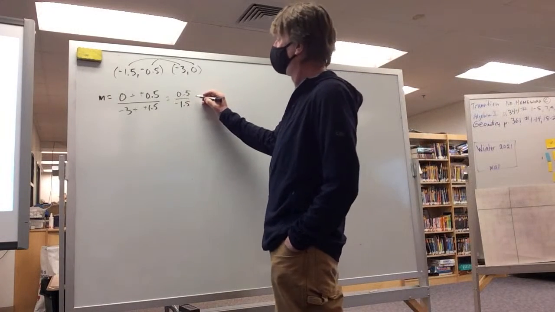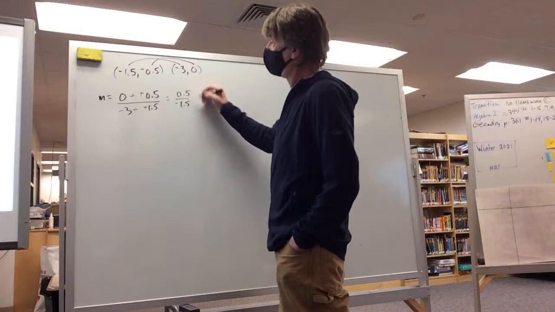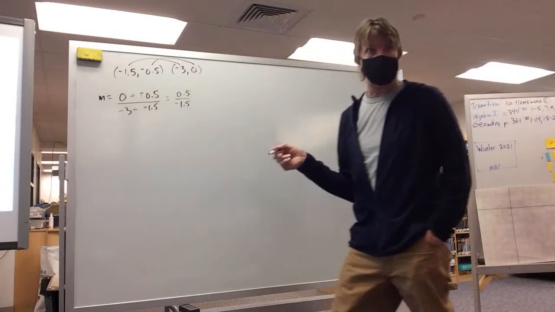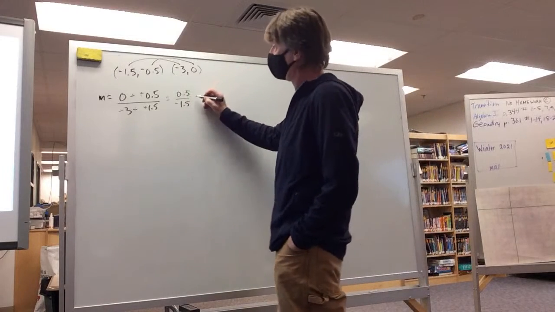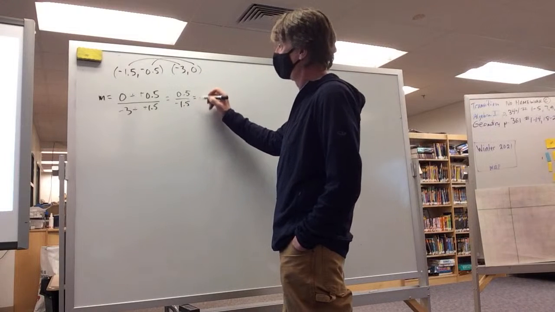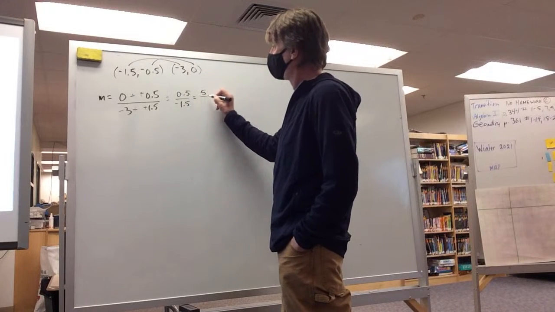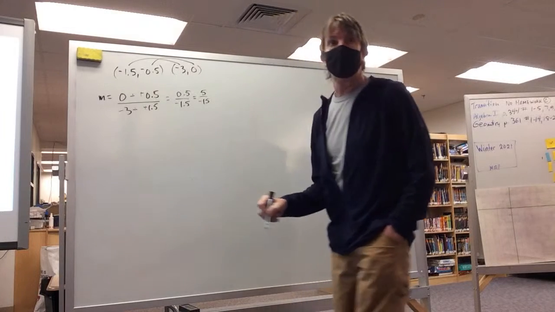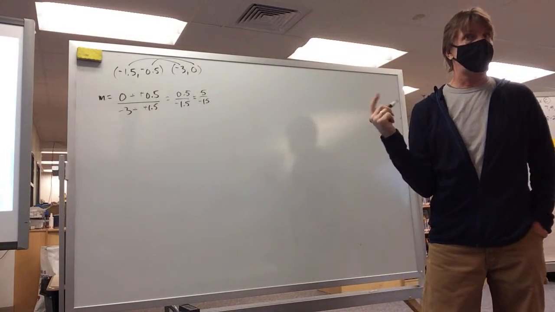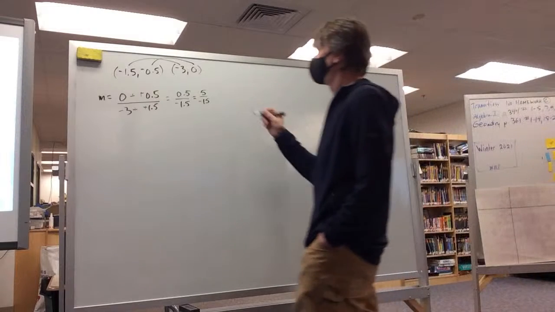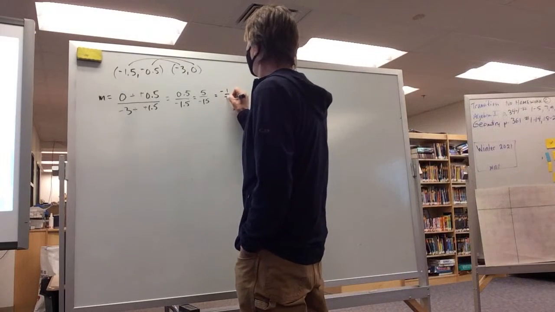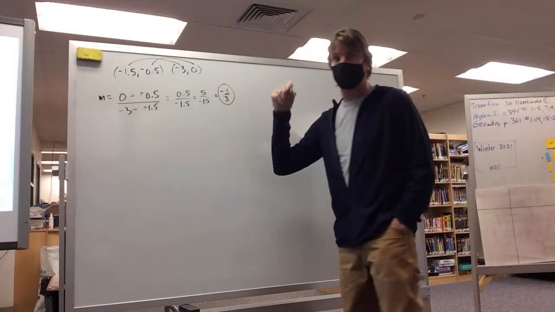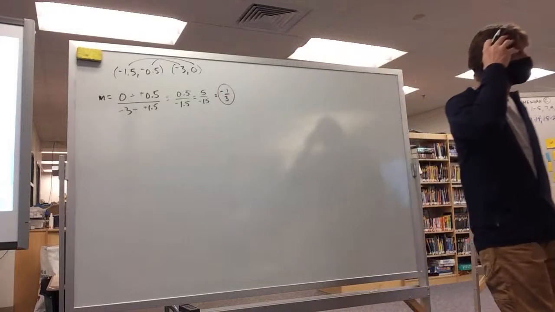Then, to change that into a fraction and simplify it, I think the easiest way is to multiply the top and the bottom by 10. And then you have 5 over 15, which is a third. When we write the slope with the negative, it goes into the numerator position. So there's your slope.